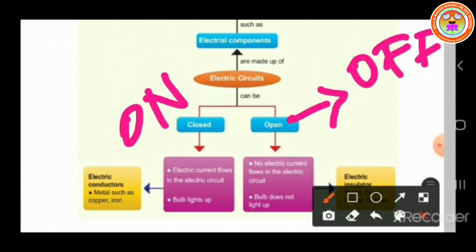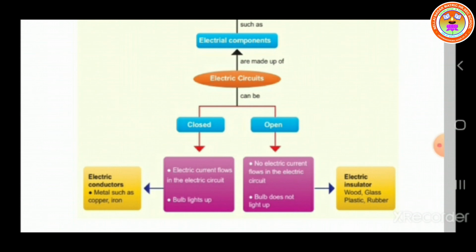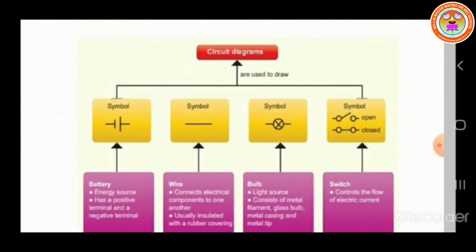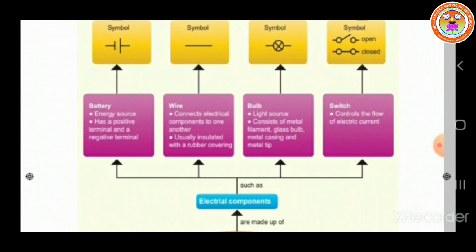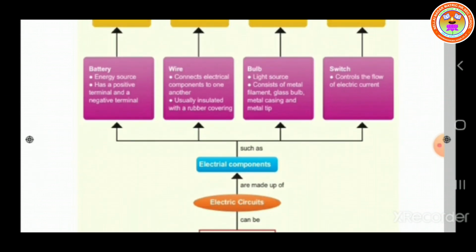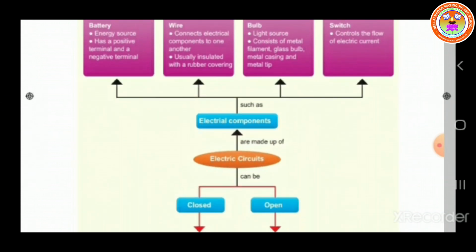So what happens when the circuit is closed? When the circuit is closed, electric current flows in the electric circuit, so the bulb glows. What happens when the circuit is open? When the circuit is open, there is no flow of electric current, so the bulb does not glow. Have you understood, students, about the circuit diagram? So this is the flow chart for the circuit diagram for making a simple circuit. For a simple circuit we need a battery, wire, bulb and switch. Have you understood about closed and open circuits?